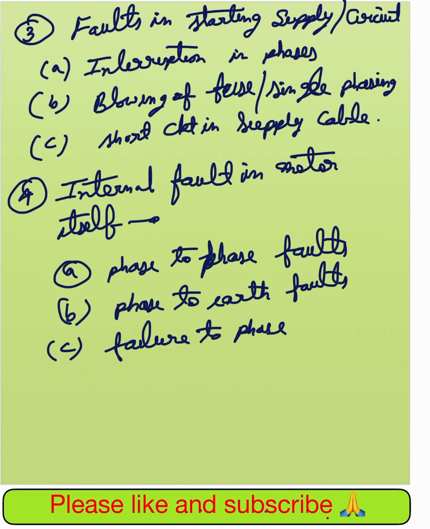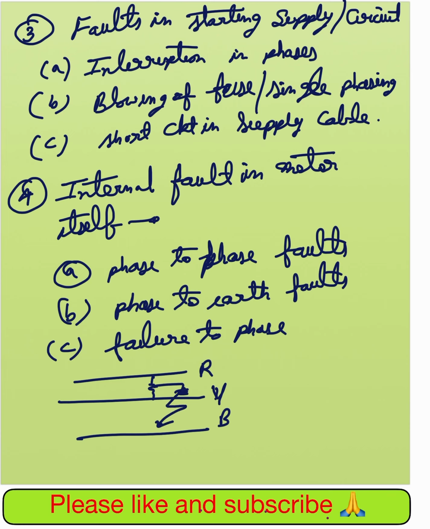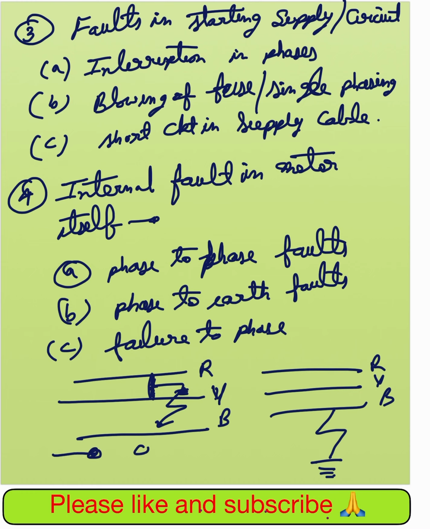And the third is failure of phase. Phase to phase fault means, suppose there are three phases R, Y and B, and the fault is caused in two phases, that is called a phase to phase fault. If the fault is from a phase to ground, into earth, that is called a phase to earth fault. And failure of phase means a phase is open or disconnected due to failure, so that is called failure of phase or open circuit.